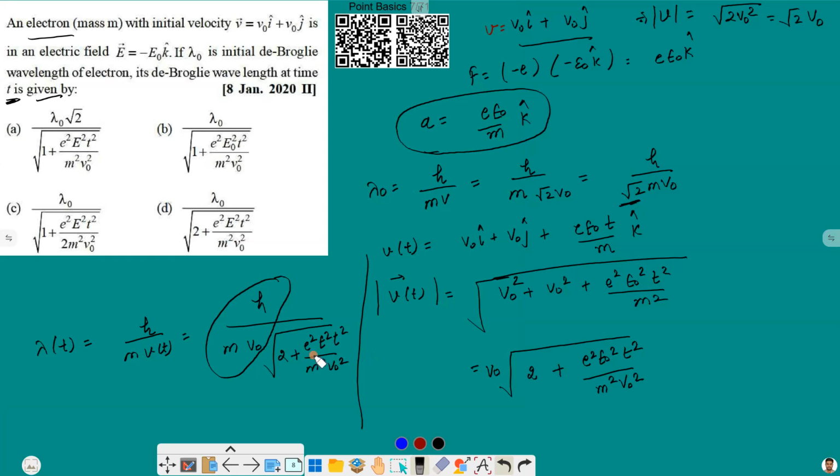So what we have to do? We have to take this 2 also common. Out of the under root it will become root 2, and this will become 1, and this will be divided by 2 here. So this relation will look like this: lambda naught divided by under root 1 plus capital E square, T square by 2m square, V naught square. And that matches with option C here.